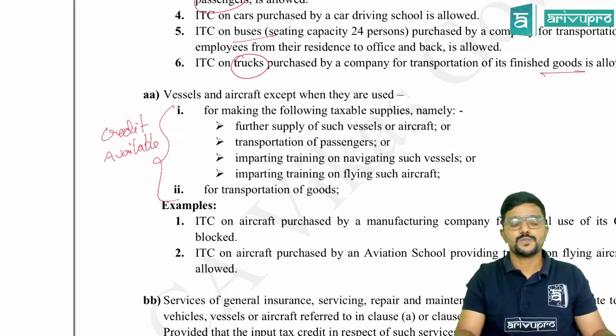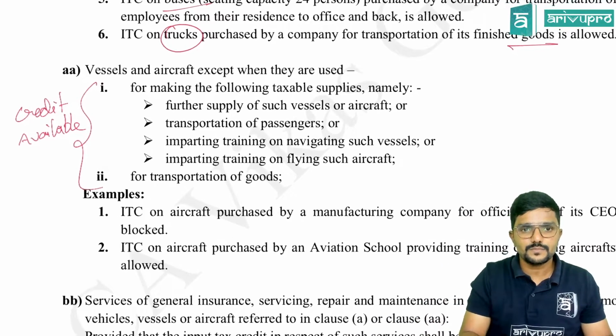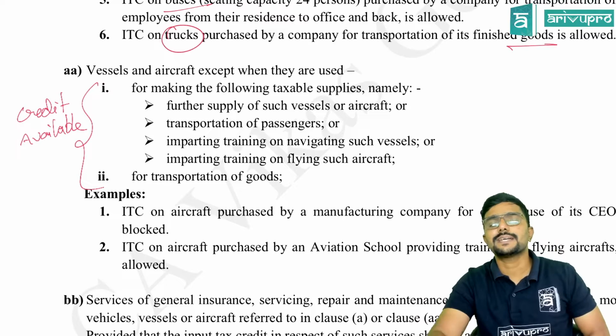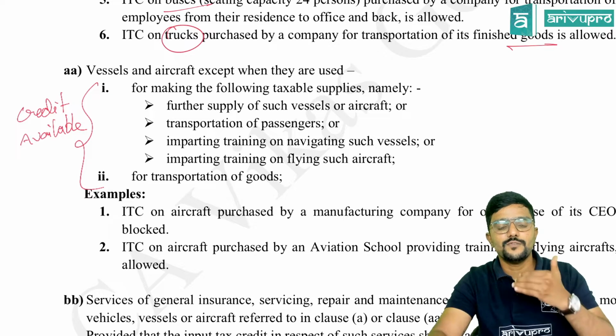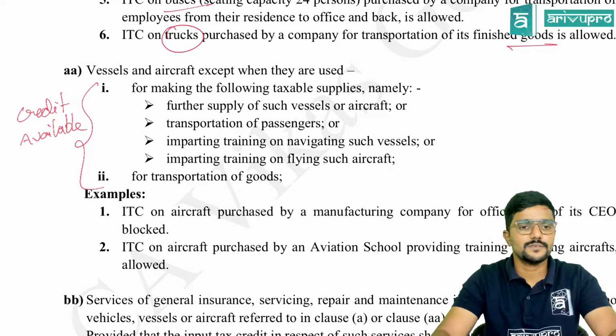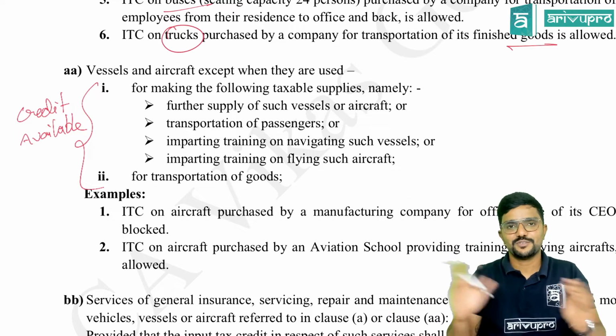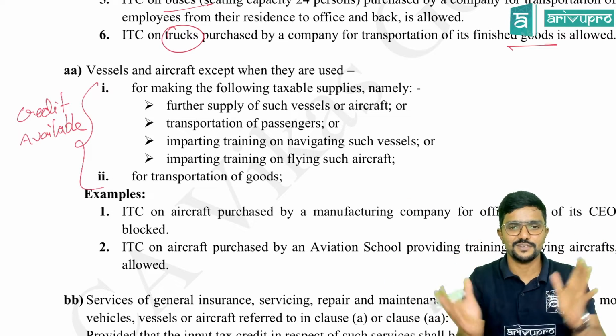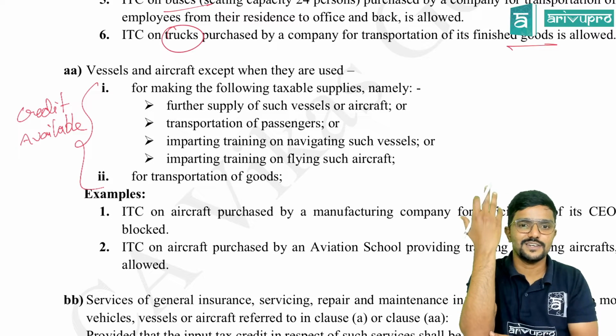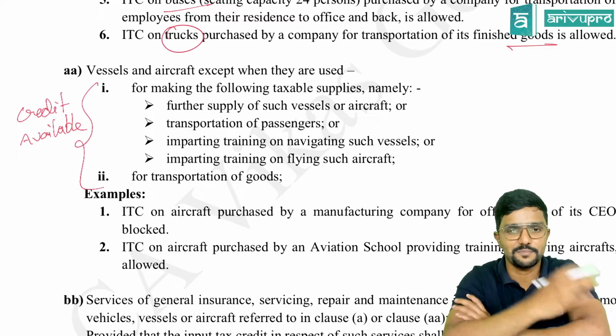So which are those? One by one. For making the following taxable supplies, namely further supply of such vessel or aircraft. I have purchased vessel and aircraft for what? To further supply it. So I am a dealer in this, a big person. Because if you are a dealer in vessel and aircraft, then you are such a big person.